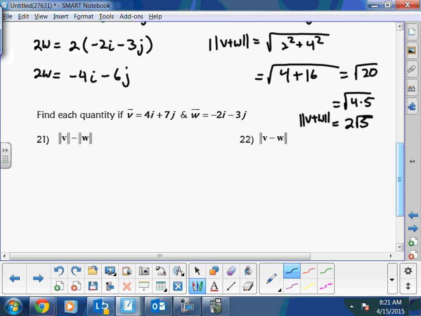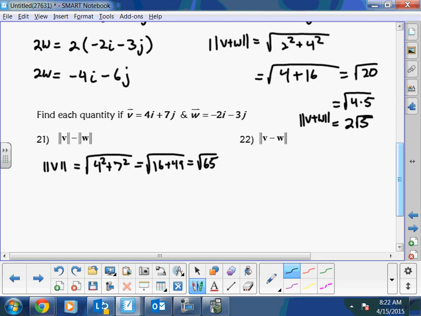Now, it wants us to find the sum of the magnitudes of each one. What you're going to do first is find the magnitude of each one. So in this case, let's find the magnitude of V. Because when you have two magnitudes, you're going to get one single magnitude. So it's not anything terribly complicated here. It's just going to be 4 squared plus 7 squared, which means 16 plus 49, which gives the square root of 65. Let's see if that could be simplified. No, I think that's it.